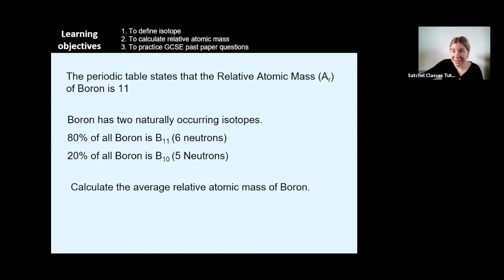Okay, so I wonder if maybe some of you used the wrong number here, but it is mass times abundance. It's not number of neutrons times abundance. So actually we can ignore this extra bit of information that this question has given us. All right, 80 times 11 plus 20 times 10, all over 100, gives us 10.8. Okay, so 10.8, really well done if you've got 10.8 for the relative atomic mass of boron.